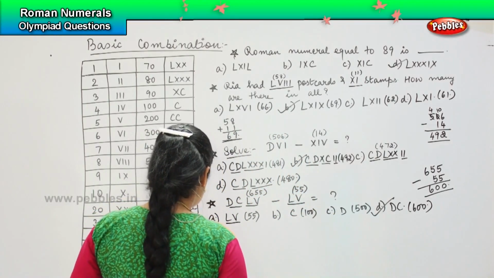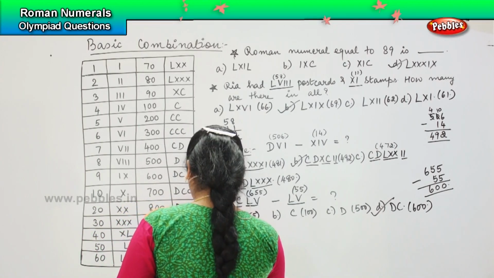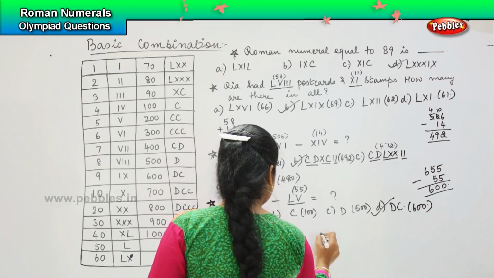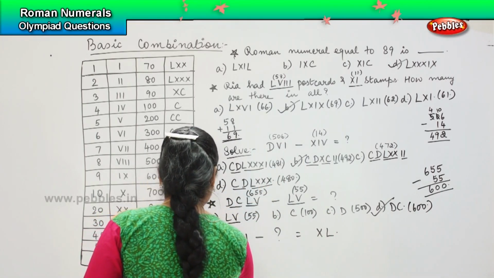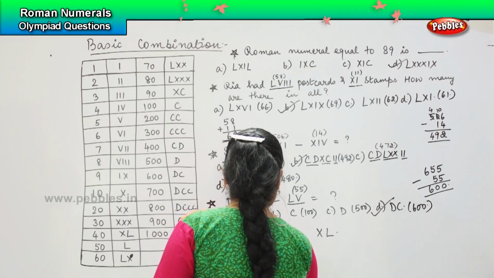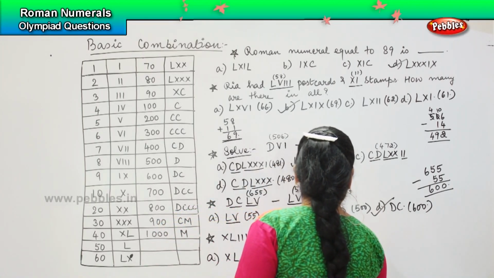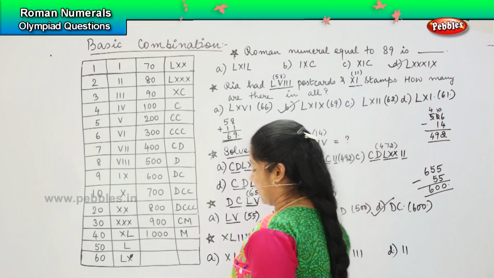The question asks: XLIII minus something will give you the answer as XL. Okay? And your options are: option A, XL; option B, XLIII; option C, III; and option D, II.